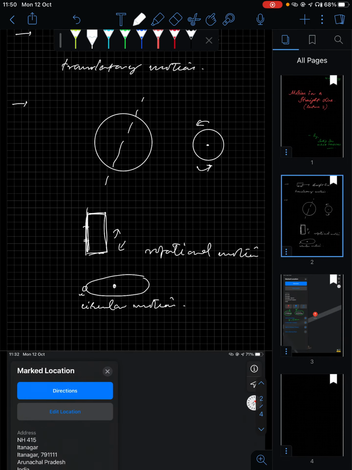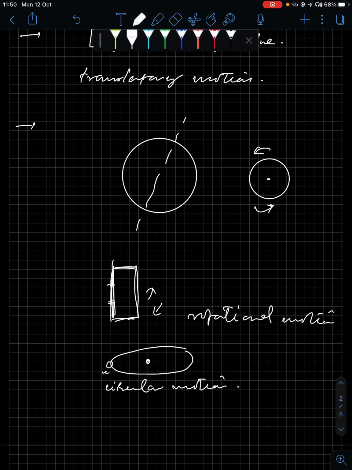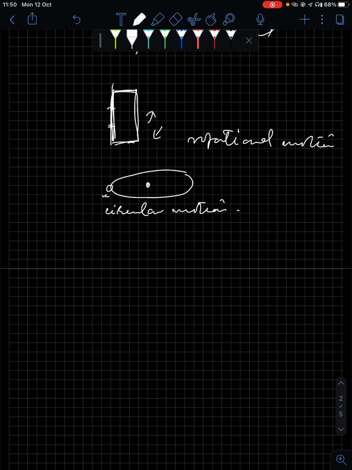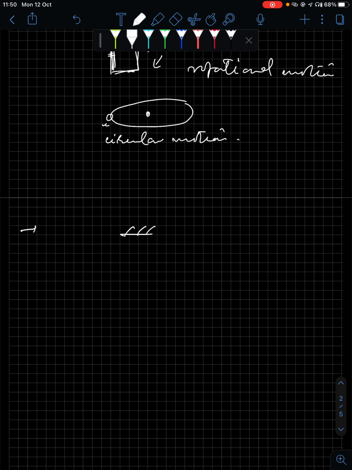Okay, so we go to oscillatory motion. The next situation is oscillatory motion. Now you have this pendulum. You have seen a pendulum, right? It moves to and fro, isn't it?